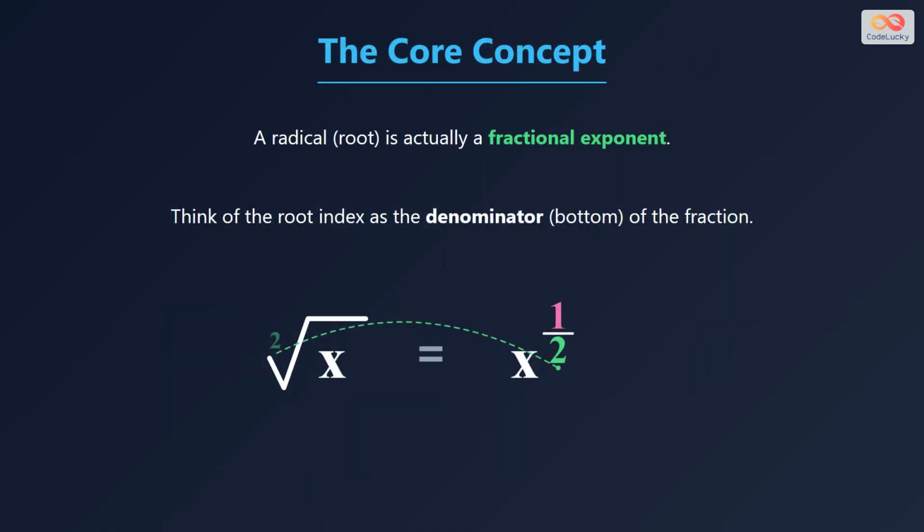Here is the most important concept to remember. A radical is simply another way of writing a fractional exponent. Specifically, the index of the root behaves like the denominator, or the bottom number, of a fraction.